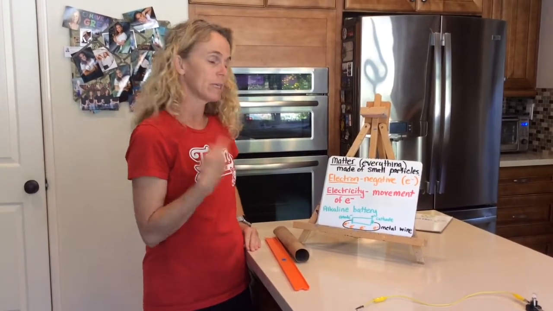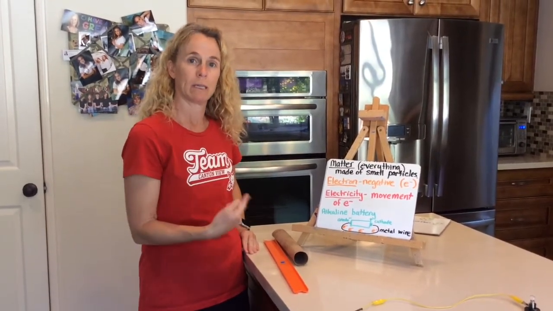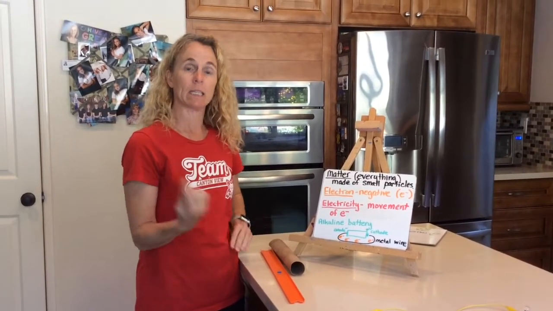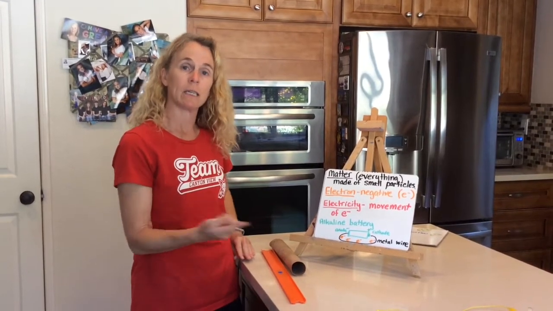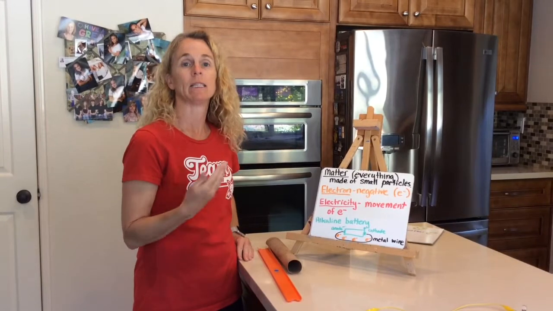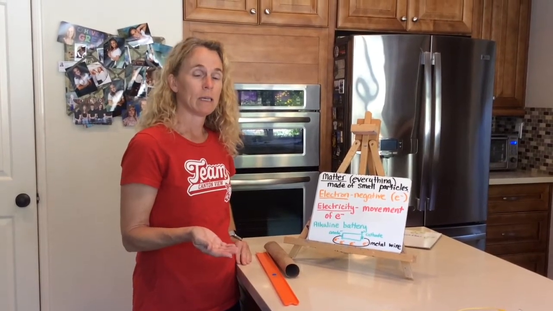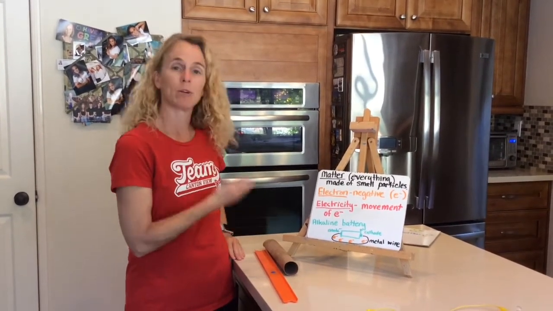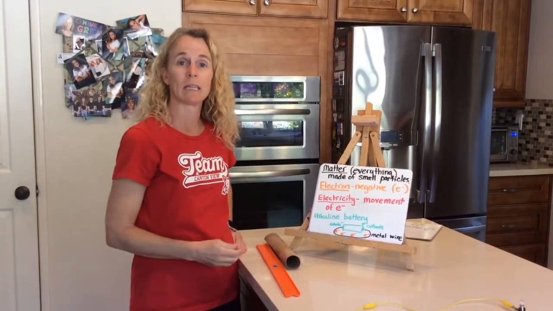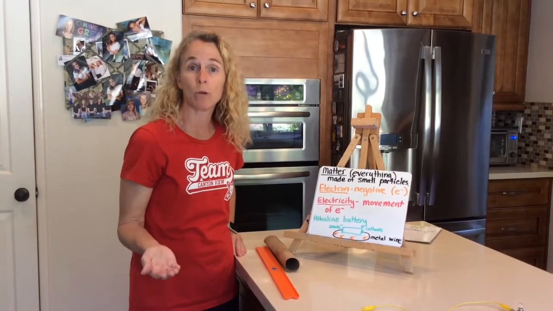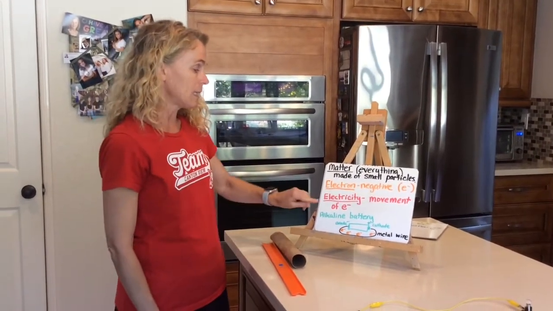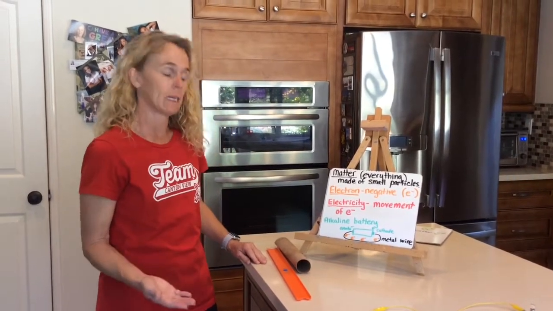Now, current electricity is moving electrons. These moving electrons create a current, and the current is what can do work on something. That something is what we call a load. It can create sound or light, it can turn on a light, it can turn on a motor and make things move that way. So electricity is just the movement of the electrons.